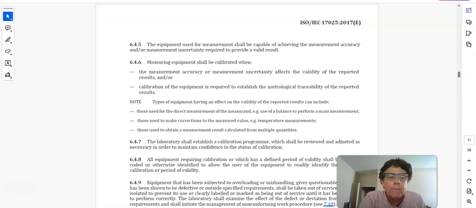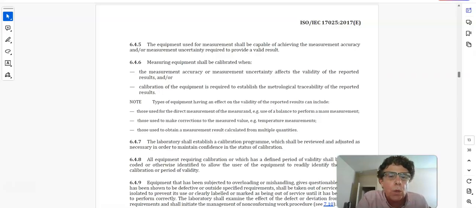So first of all, we have section 6.4.6, which tells you that measuring equipment shall be calibrated when. This is a shall statement. This means that these requirements pertain to all measuring equipment. So anything that gives you a measurement result, these requirements fall into.